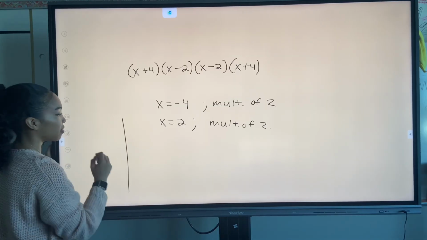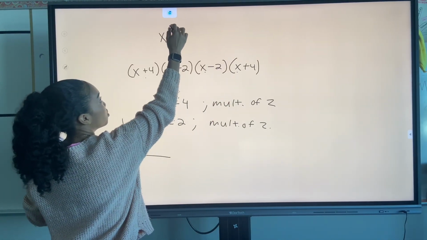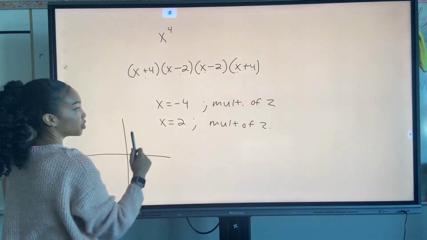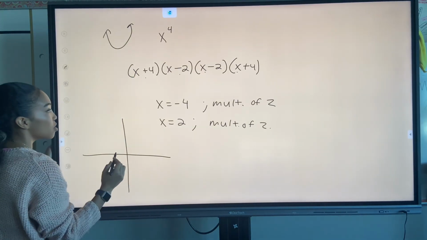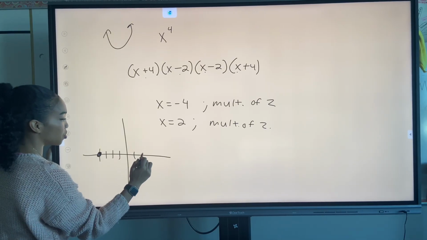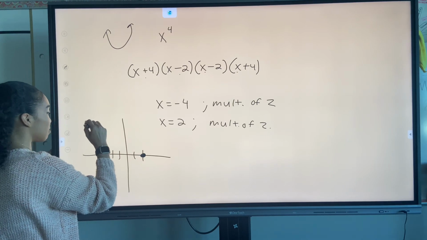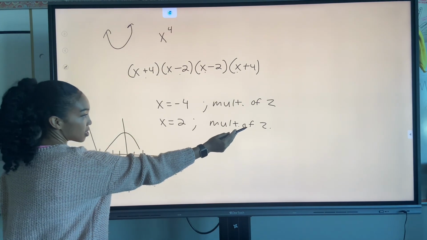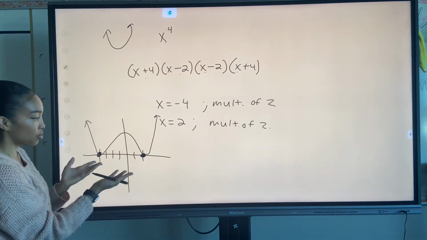So if you were to graph this, there's 1, 2, 3, 4 x's. So I know the original function had x to the 4th power, since there's 4 factors and 4 zeros. It'll look like this. So at -4, you have a zero, and at 2, you have a zero. Since the multiplicity at -4 is even, you're going to bounce off of it, go to the next x-intercept. Since this multiplicity is even, you're going to bounce off of it. So that's what it would look like.